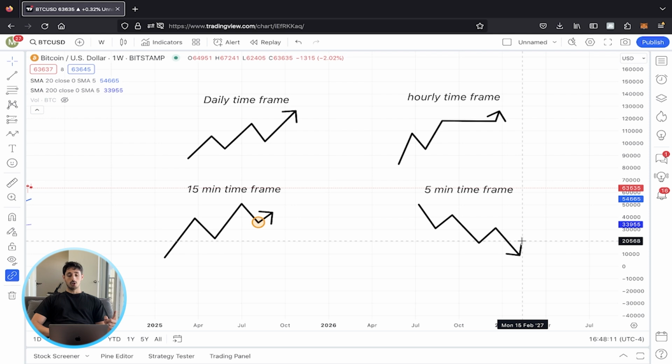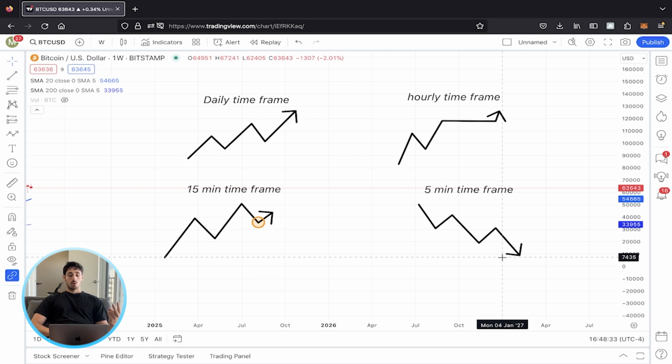Number one, you could say screw it. Maybe you like the setup so much and you like how you have higher time frame alignment. You have the daily and hourly both aligned with the current time frame, which is the 15-minute, and you take the trade anyway, despite there being a downtrend on the 5-minute chart. That's one option. Maybe you really like the setup.